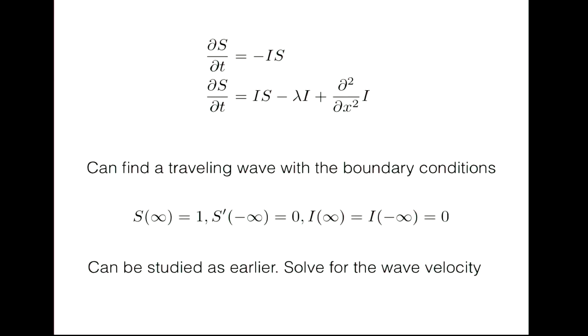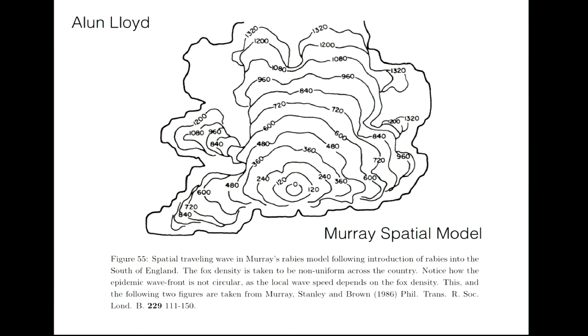You can find a traveling wave with the boundary conditions that S at infinity is 1, S prime at minus infinity is 0, and there are no infecteds at either end of the system. And you can study these and solve for the wave velocity. So people have done that, and this is one example of what is called the Murray spatial model, which is related to the model that I showed you earlier. So this shows you the traveling wave at different times, 240, 360, 480, 600, 720 in some units, I think, of days.